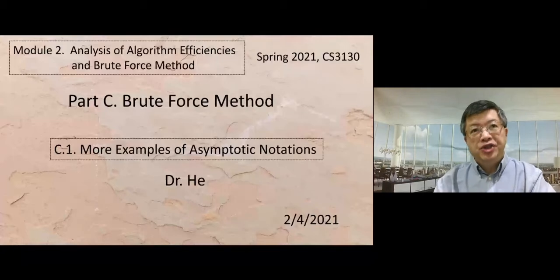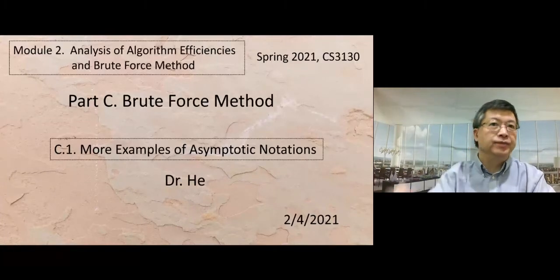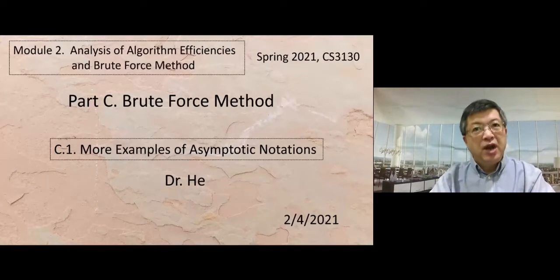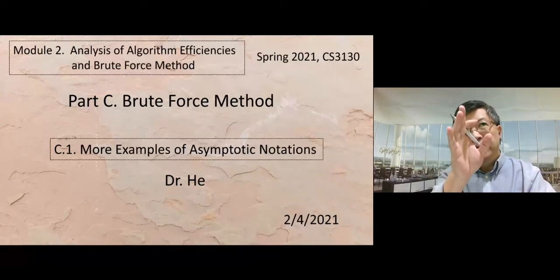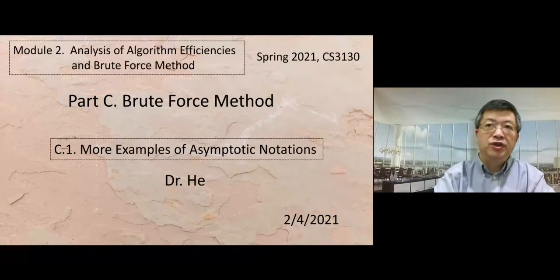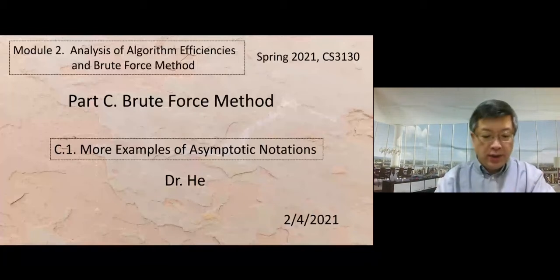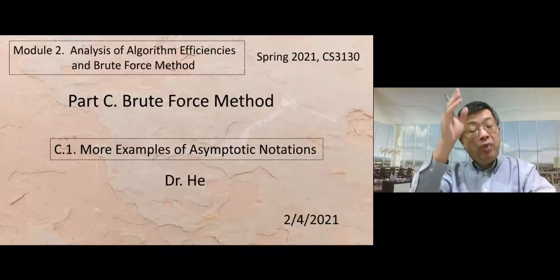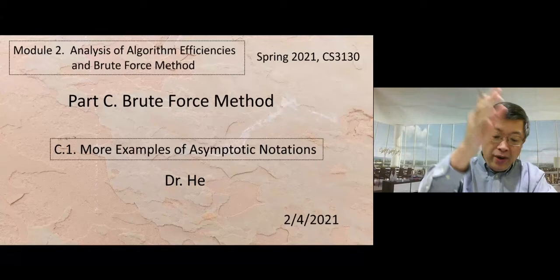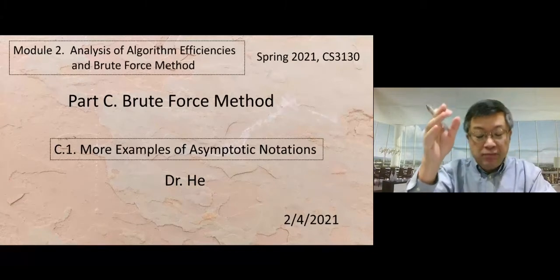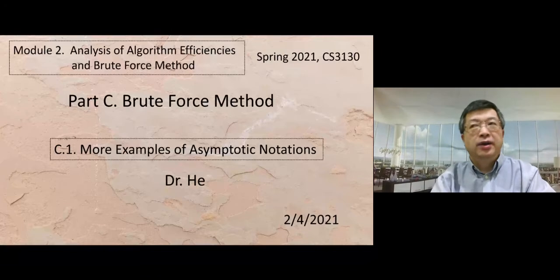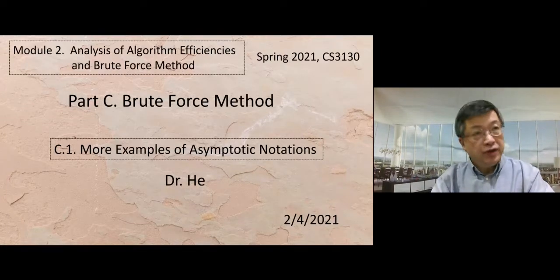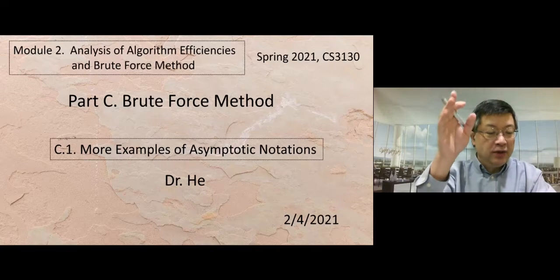We start part C, brute force method. Before we start this new topic, I want to complete one example we couldn't finish in part B. So in our C.1, more examples of asymptotic notations. Example number 8. Because it is too long, we couldn't finish last time. So let's do it now.